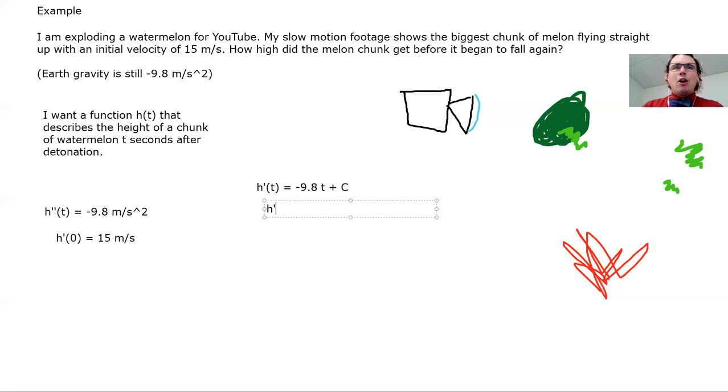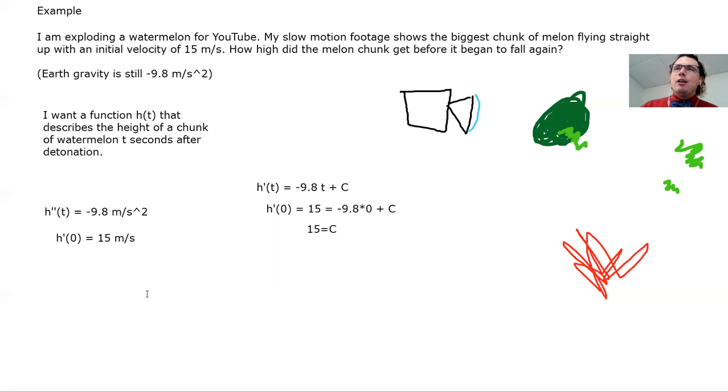How do I solve for that constant? I already know at time 0, my initial velocity is supposed to be 15 meters per second. So if t equals 0 and velocity equals 15, then my constant has to be equal to 15.